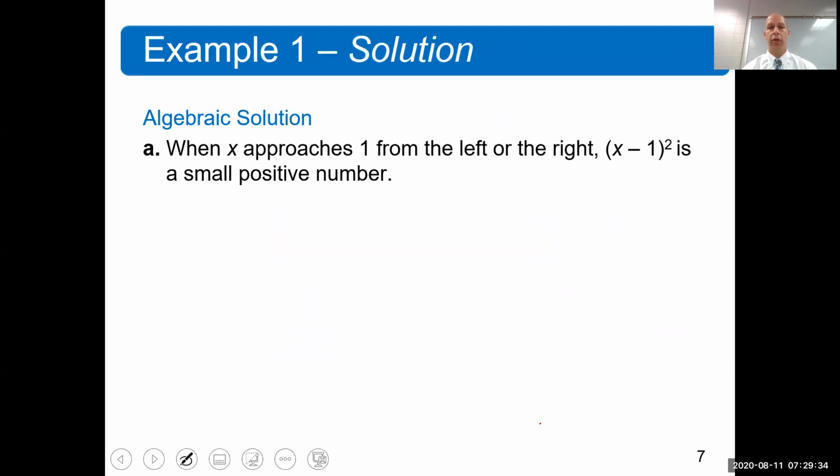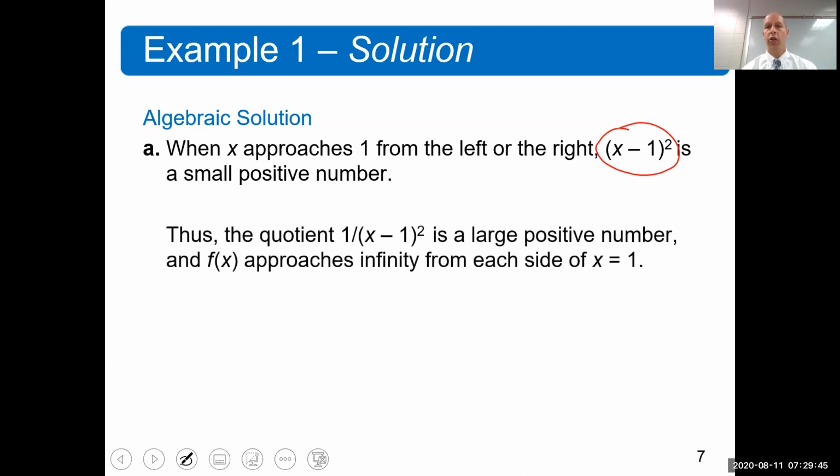So let's look at the algebraic solution of the first example. If you remember, the denominator of the first function, the f function, is the quantity x minus 1 squared. Now, as x approaches 1 from the left, so if I've got a number that's less than 1, this is going to be a small positive number. So if I had put in 0.9, that'd be 0.9 minus 1, which is negative 0.1 squared, which is a small positive number. Thus, the quotient is going to be a large positive number, and the reason is on the top you have a constant 1, and on the bottom we have a smaller number.